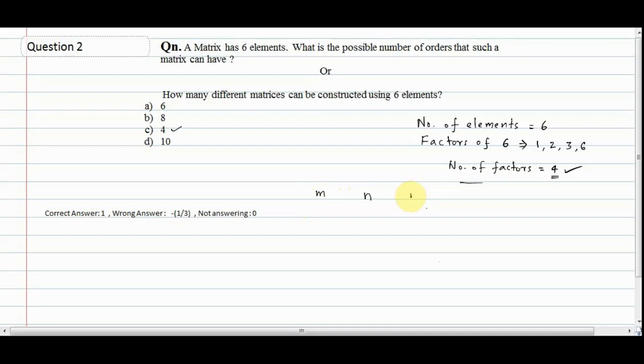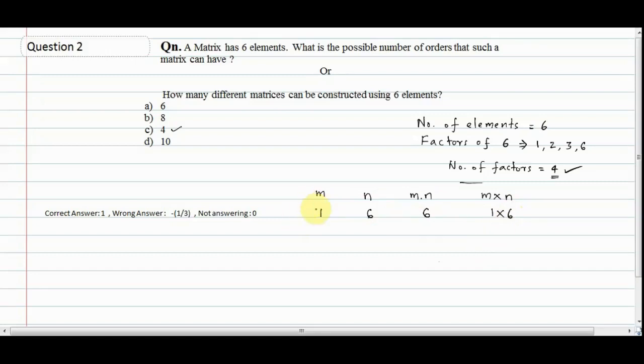In that case, number of elements in the matrix will be m into n, and order will be m by n. Now if m value is 1, what should be the value of n to get m into n equal to 6? We know that m into n represents number of elements in the matrix. So to get m into n equal to 6, what should be the value of n? N should be 6, correct? So if a matrix is having 1 row and 6 columns, then it will have 6 elements in total. So in that case, order will be 1 by 6.